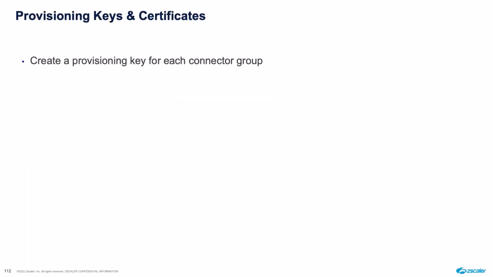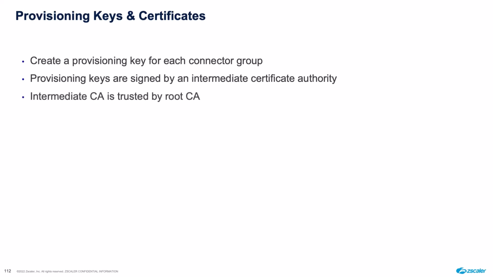Now, the provisioning key is generated from the console and dropped onto the app connectors, which enrolls the app connector into your tenant. Provisioning keys are generated and then signed by the intermediate certificate authority, and clients also receive their certificates, which are signed by an intermediate CA. Ideally, you would want to leverage separate intermediate CAs for each of the different services within ZPA. Examples of these services include client connectors, app connectors, isolation profiles, and web servers.